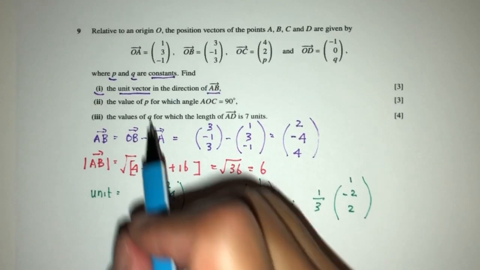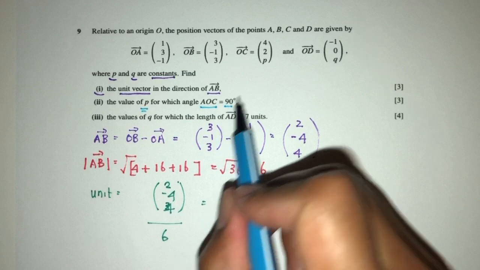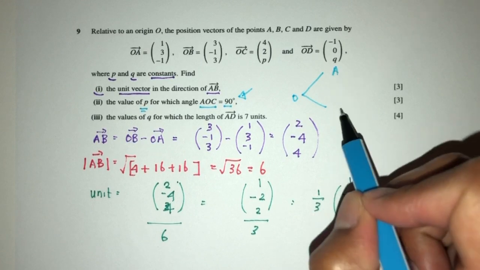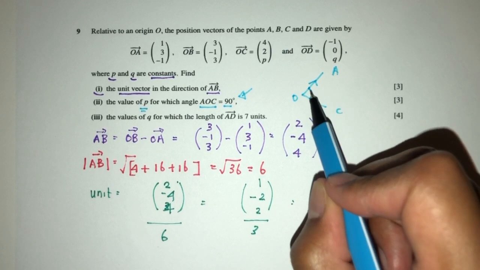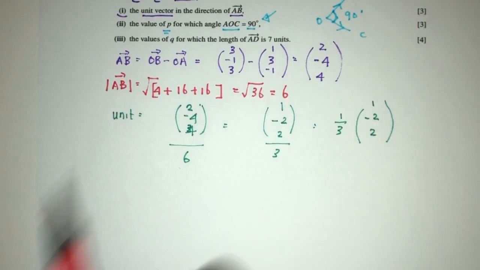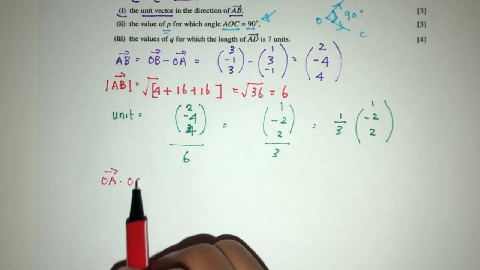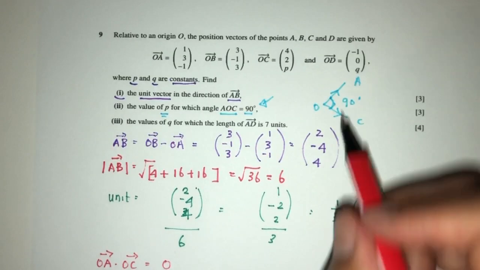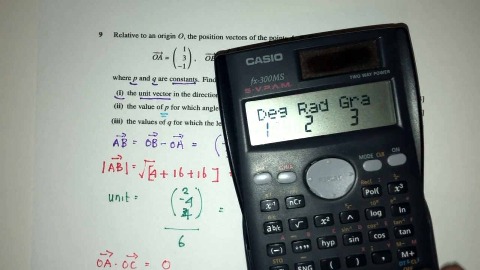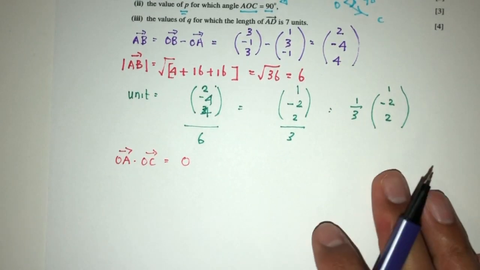Now, we have to find the value of p for which the angle AOC is 90 degrees, so they are at right angle. So we understand that AOC, this will be O, this will be A, this will be C. So the angle here has to be 90. So pretty easy. We will have to use dot product. In this case, we understand that the vector AO dot product of OC has to give you 0 because the angle here is 90. We understand that cos of 90, in degrees of course, will be 0.